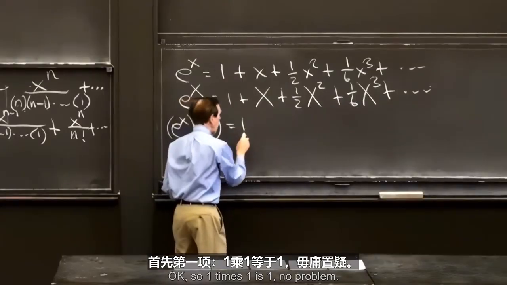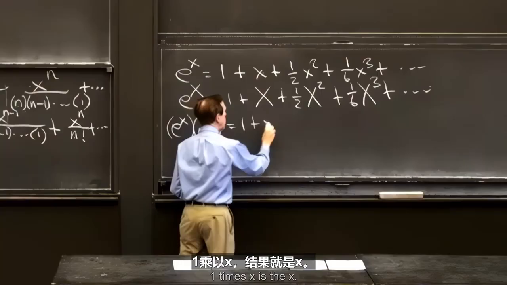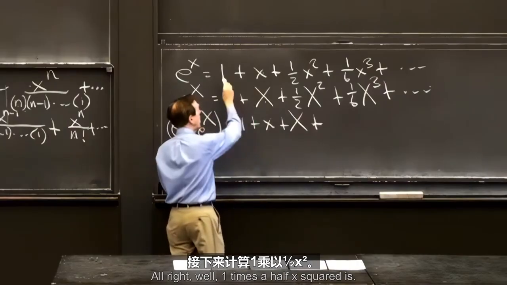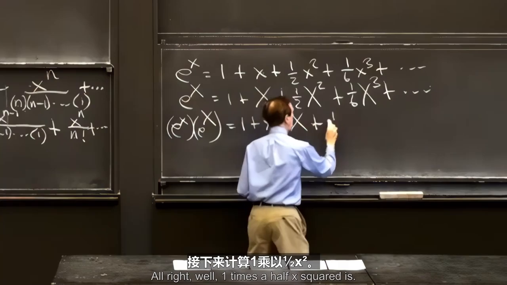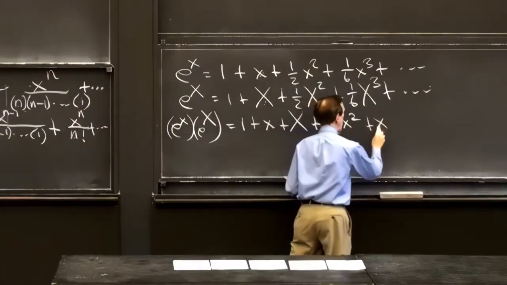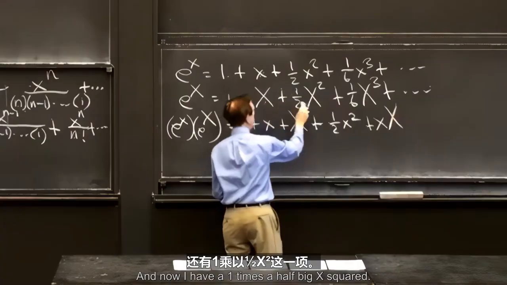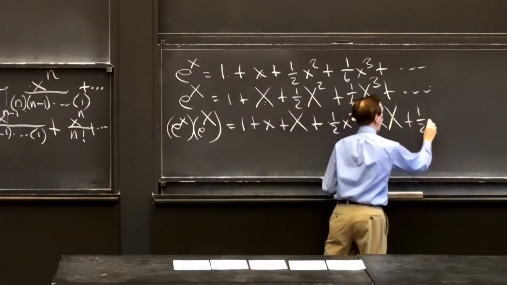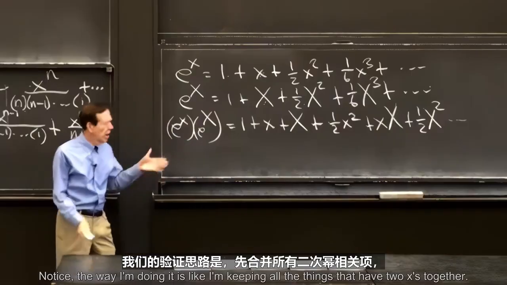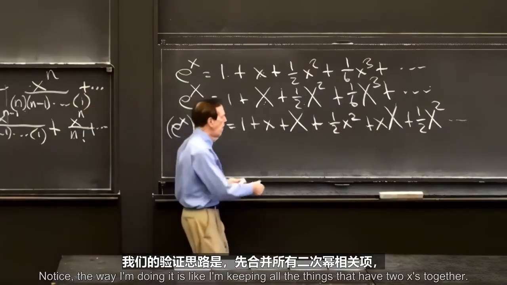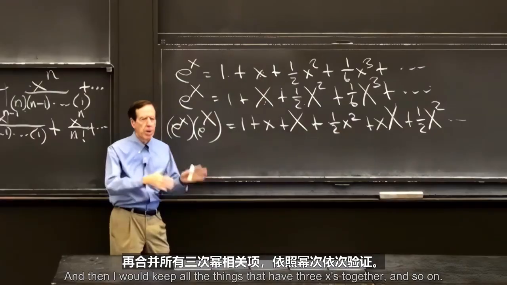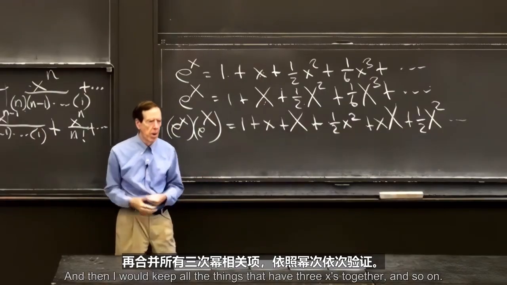Okay, so 1 times 1 is 1, no problem. 1 times x is the x. 1 times this X is the big X. Now, can I keep going? All right. Well, 1 times a half x squared is a half x squared, and now I have a little x times a big X. And now I have a 1 times a half big X squared. And more, of course. Notice the way I'm doing it is like I'm keeping all the things that have 2 x's together. And then I would keep all the things that have 3 x's together, and so on.